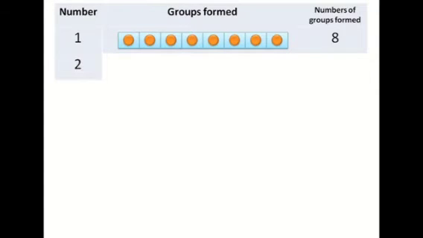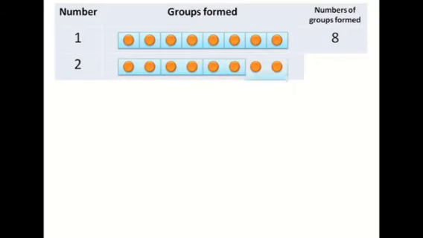Now take 2 beads in one group. So, how many groups will be formed here? Take 8 beads and 2 beads in one group. So, how many groups will be possible? It is 4 groups. You can see here.